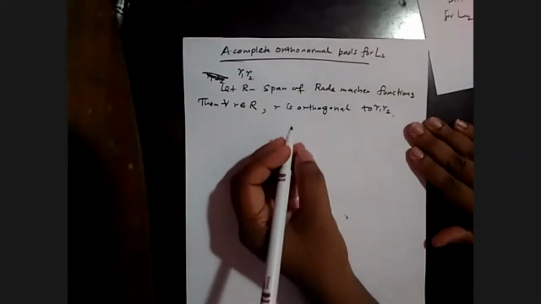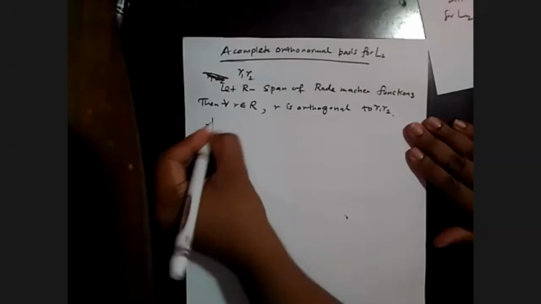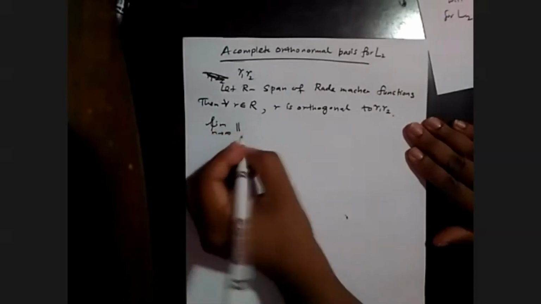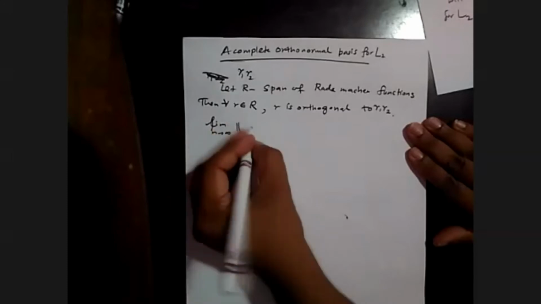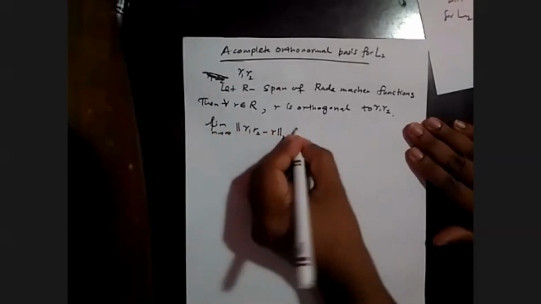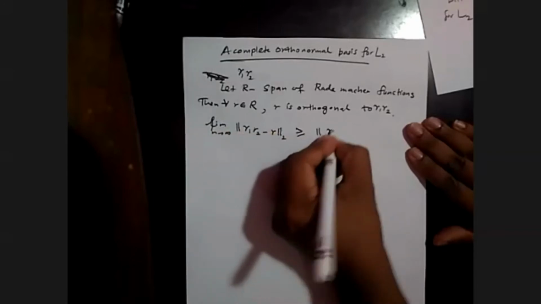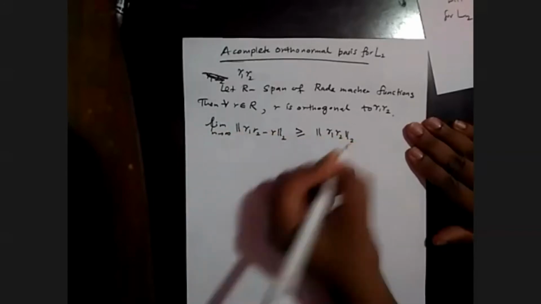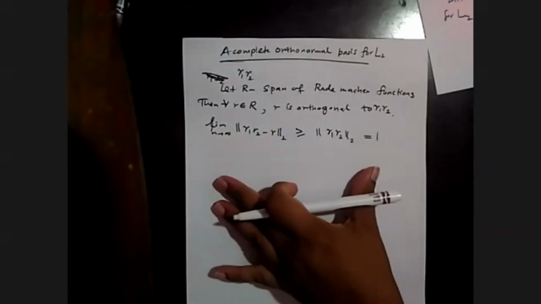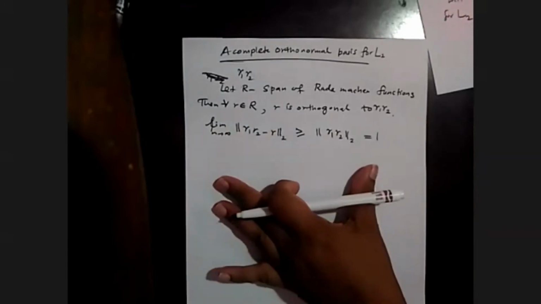And the norm of R1 R2 minus R is greater than or equal to the norm of R1 R2, which is equal to 1. So this is not going to be a complete orthonormal basis.